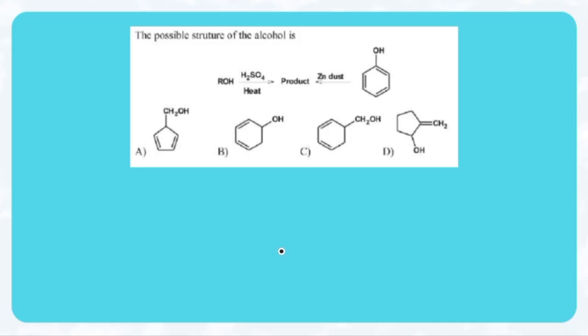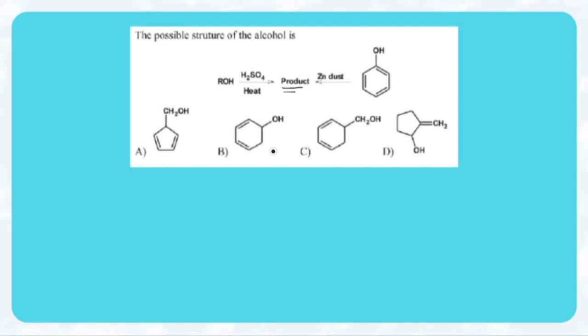Today I'm going to solve a question based on alcohols and phenols. What is the question? There is an alcohol that, when treated with an acid under heating conditions, forms a product. The same product can also be obtained from phenol when it is treated with zinc dust. Then what could be the structure of the alcohol?